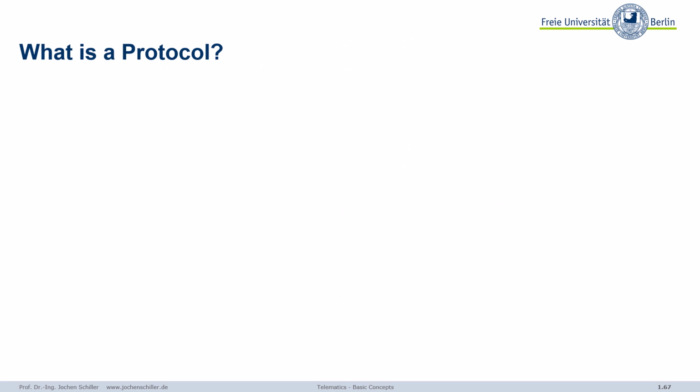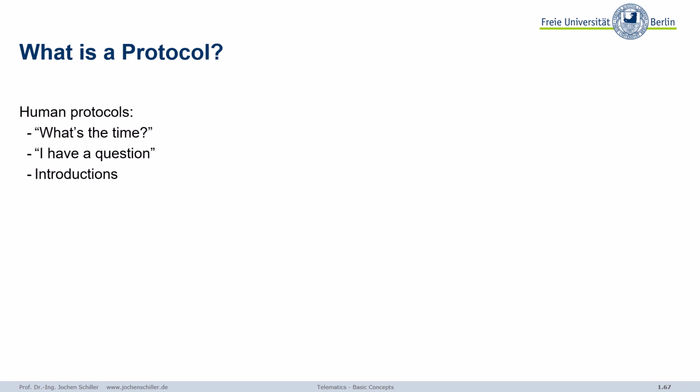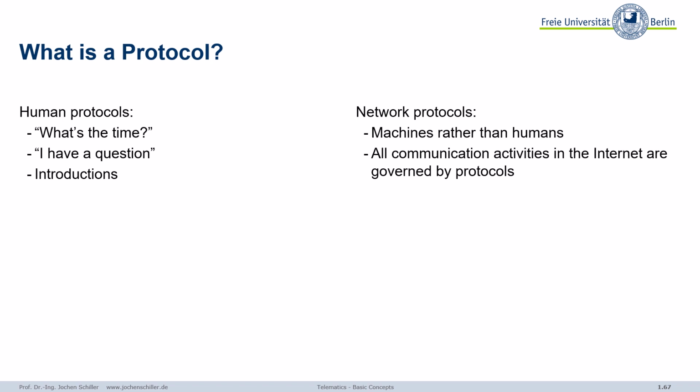So again, what is a protocol? Rules of interaction between elements of a network, between humans. So we ask, what's the time? I have a question, etc. So we introduce each other, all these things. And here we have machines, rather machines. So for network protocols, we have the machines. And all these activities in the internet are governed by protocols. So we always have rules, huge rule sets or simple rule sets, huge standards or very simple ones, but all the communication activities are governed by these protocols. And these protocols, the rules must be specified extremely precisely.